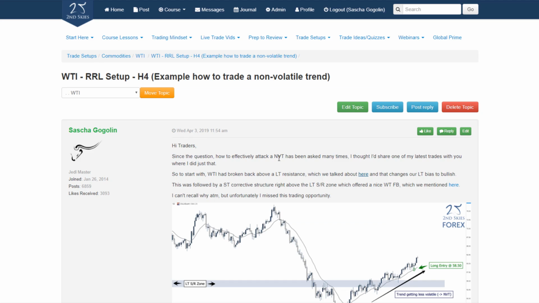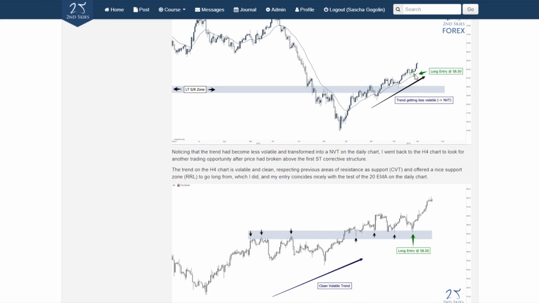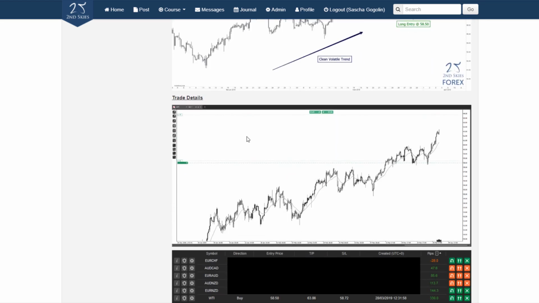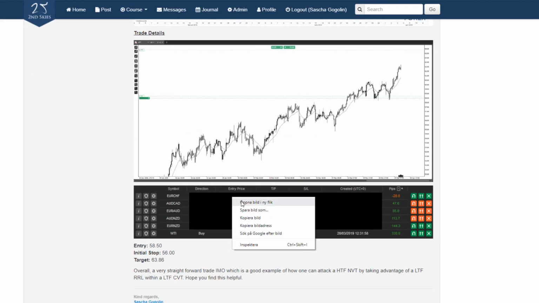And this was what I shared here in the course. You can see here I shared the long-term support and resistance zone. It was broken. Talked about my long entry here, which was at the dynamic support. And here you can see my trade details. Here I entered my trade. I also shared my screenshot of my trading platform where you can see my entry right here. And I also shared the data window of my trading platform where you actually can see my open positions here.